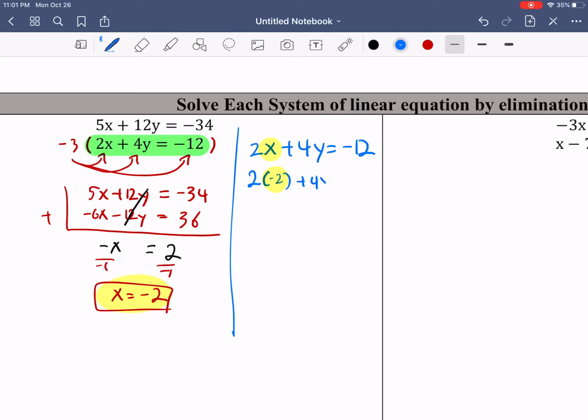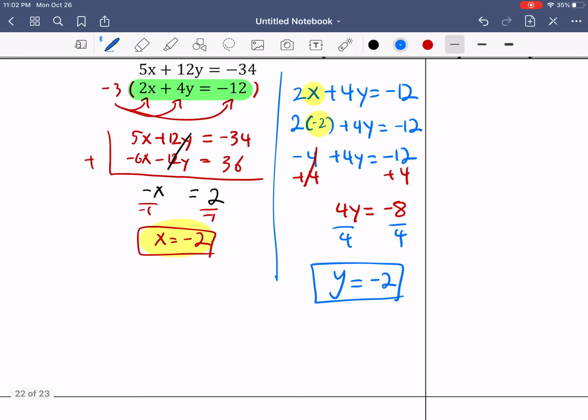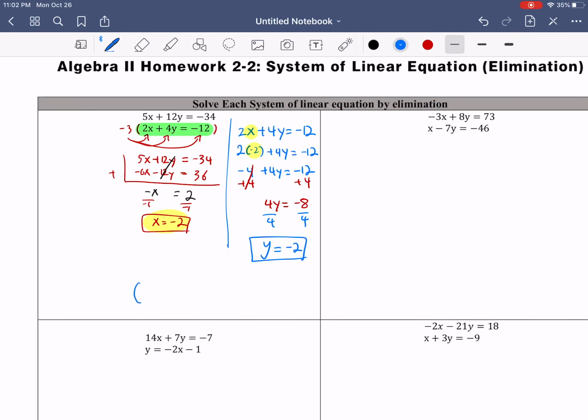Plus 4y equals -12. 2 times -2 is -4. Plus 4, you get 4y equals -8. Divide by 4 both sides, you get y equals -2. So answer is gonna be -2 comma -2. So try question on the right by yourself.